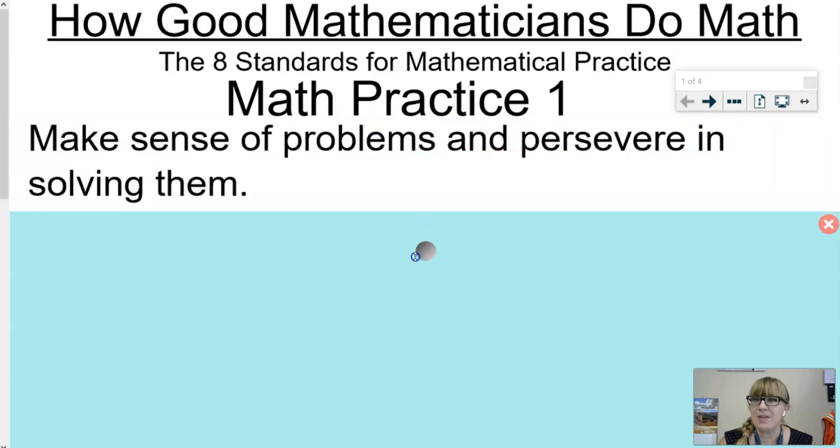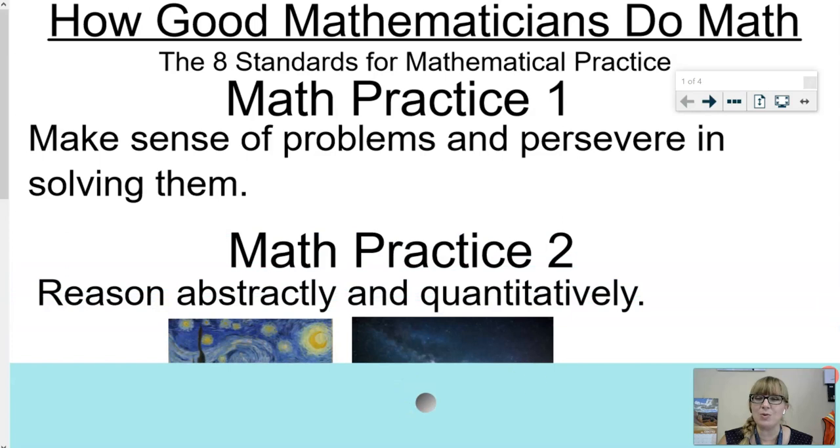Math practice 1 is make sense of problems and persevere in solving them. We can make sense of problems by doing whatever we can to understand what it means. Sometimes that means rereading it, sometimes that means visualizing it, or other problem-solving strategies like drawing it out, acting it out, highlighting keywords, whatever it takes, we want to make sense of that problem. And then persevere in solving them means no matter how hard the problem is, we're going to keep on working until it's done. We stop because we're done. We don't stop because it's hard.